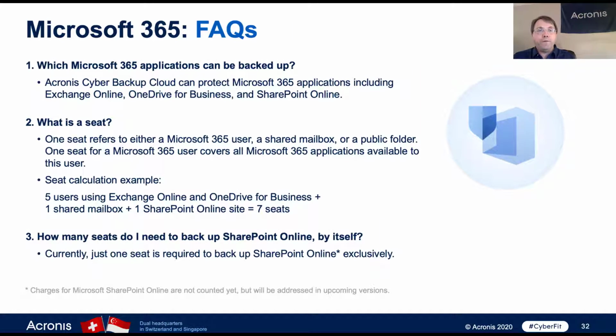There are a couple of things that we want you to know. What ones can be backed up? It's everything that you have for Microsoft 365, including Exchange Online, OneDrive, and SharePoint. What is a seat? A seat refers to either a user, a shared mailbox, or a public folder. So even one user might take up multiple seats for that. And how many seats do I need to back up SharePoint Online by itself? Currently, all you need is 1 seat.